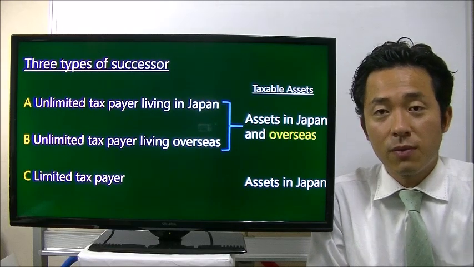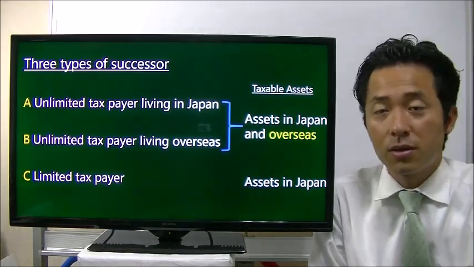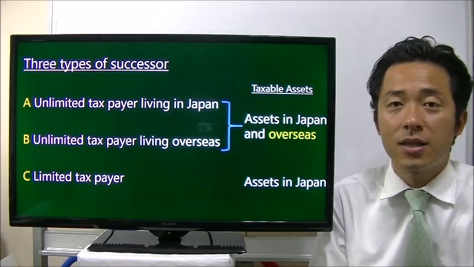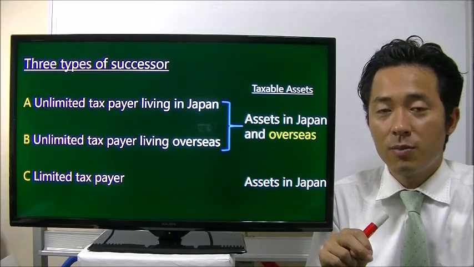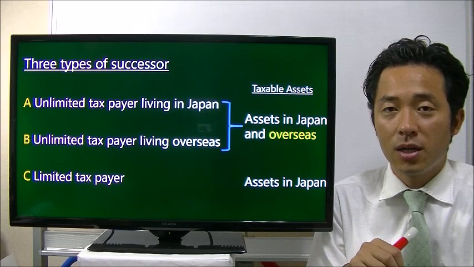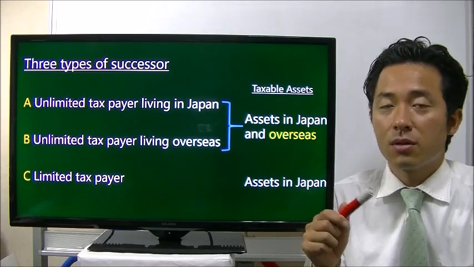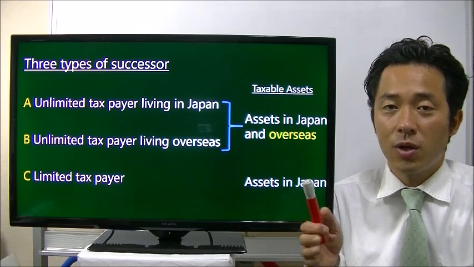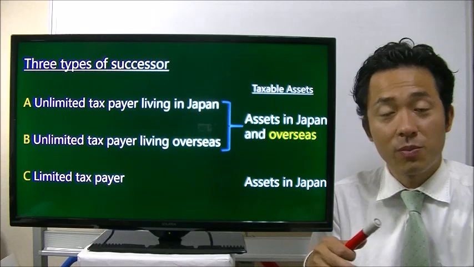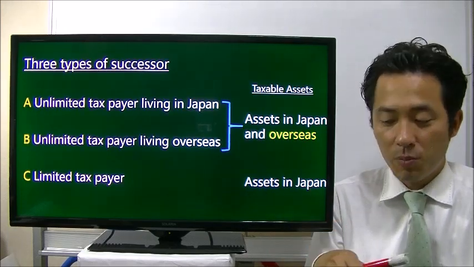As I explained to you before, there are three types of taxpayers. The first one is unlimited taxpayers living in Japan, the second is unlimited taxpayers living overseas, and the third is limited taxpayers. Unlimited taxpayers have to pay tax on assets located in Japan and overseas. Limited taxpayers have to pay tax only on assets located in Japan.